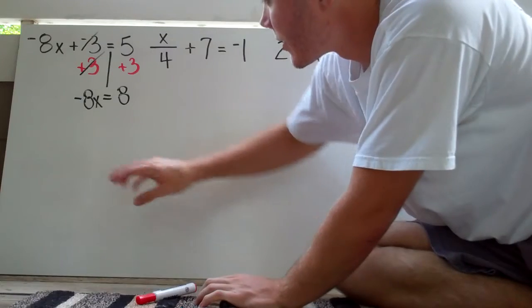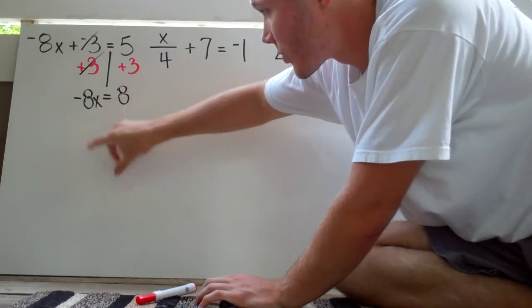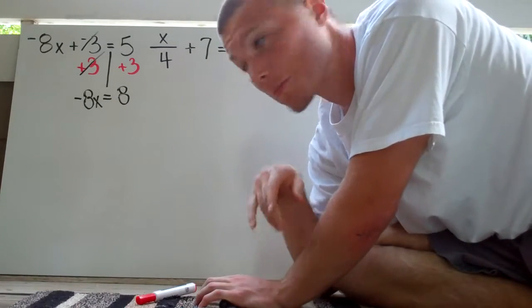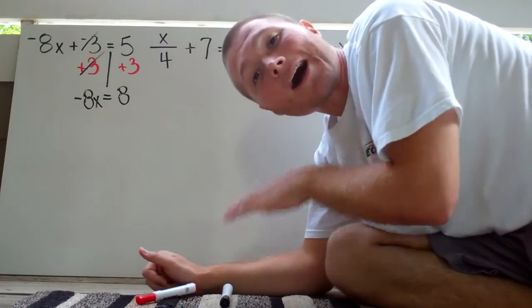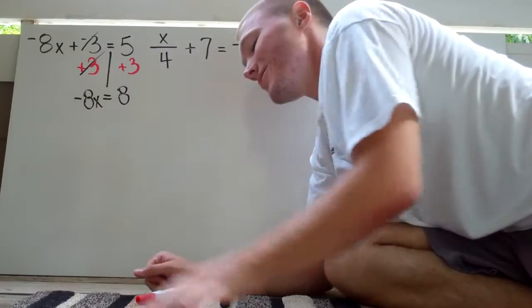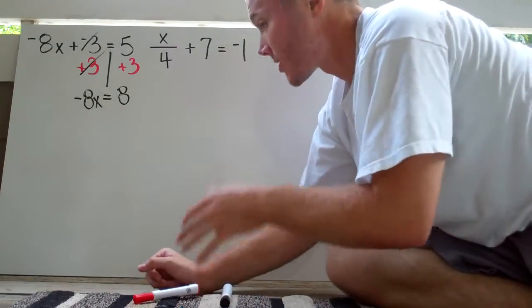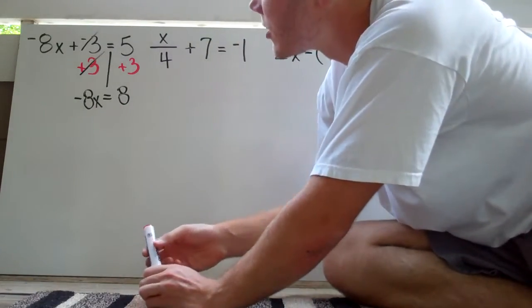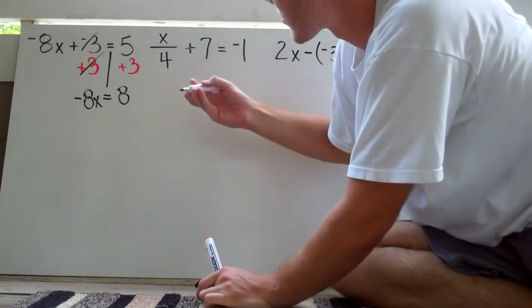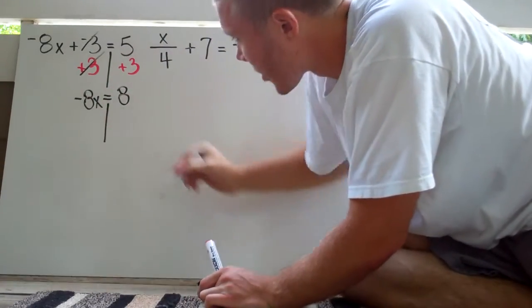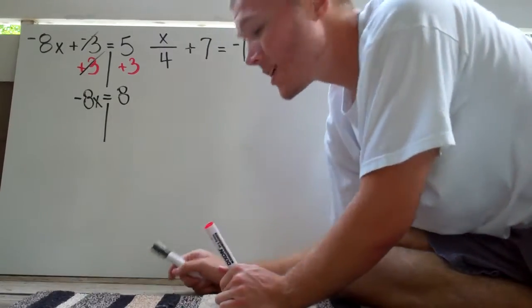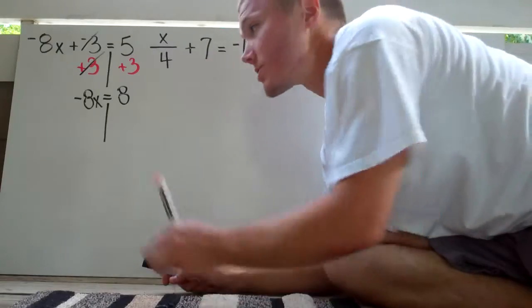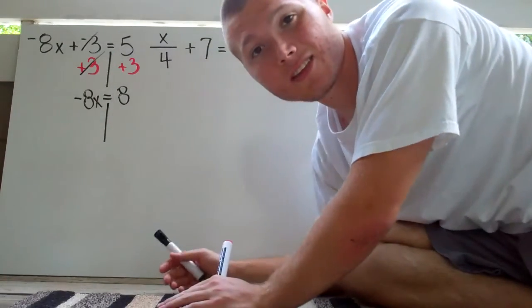Alright, so remember, when you can't see the operation in between the number and the variable, use multiplication. So I have to use the opposite of multiplication to get rid of that negative 8, because I'm just solving for x. So what I'm gonna do, I'm gonna separate them. And remember, you don't have to use this line if you don't want to, but I'm just going to use it to separate the left side from the right side of the equation.